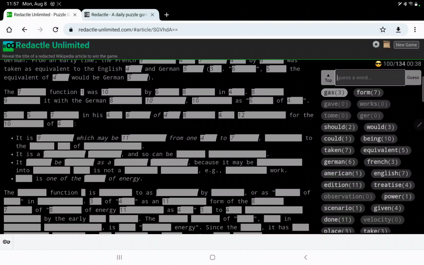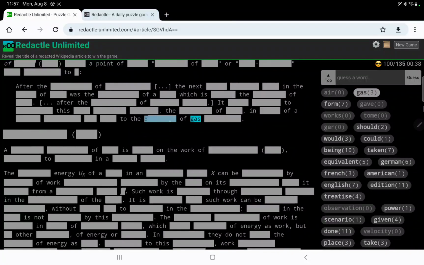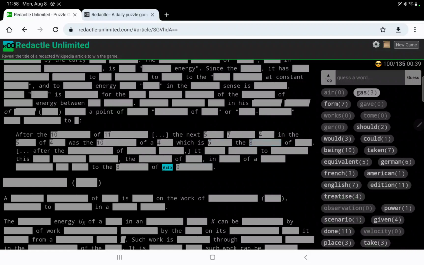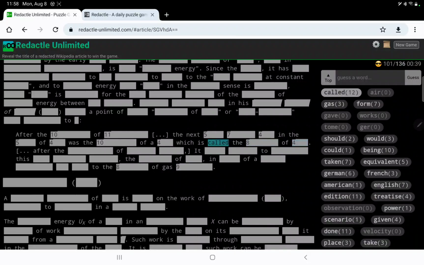Let's try gas and air. No, we do have some gases. Okay, so this is a quote from somebody after the something of 11. The next 5, 7, 4 in the 5 of 4 was the 10 of a 4, which is called the 8 of 4 after the 11 of 7, 6.